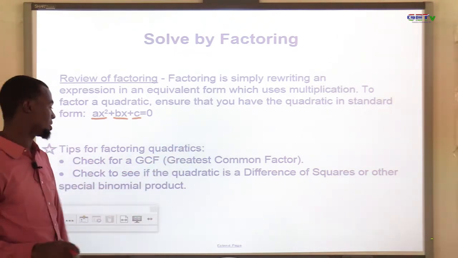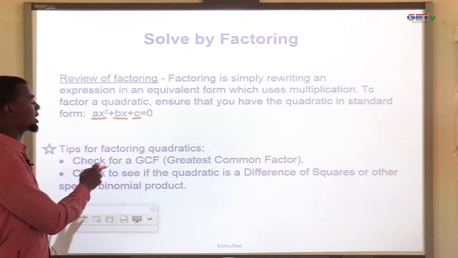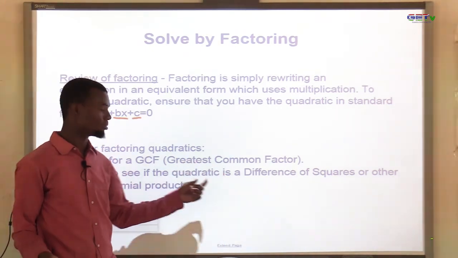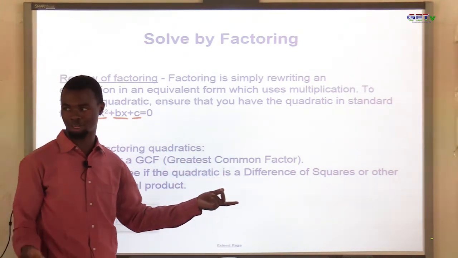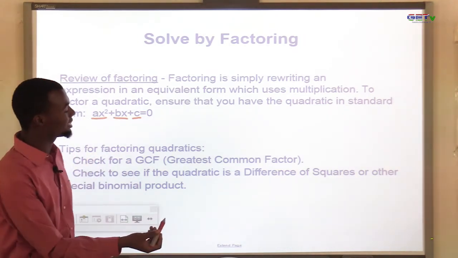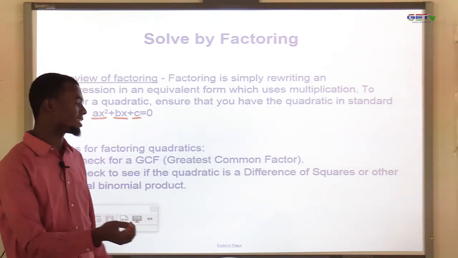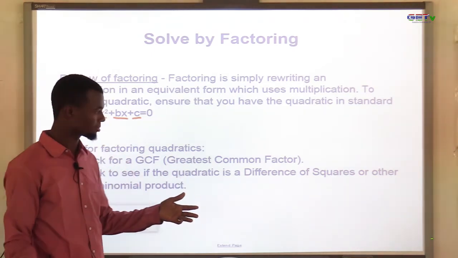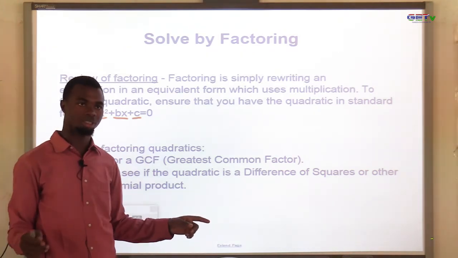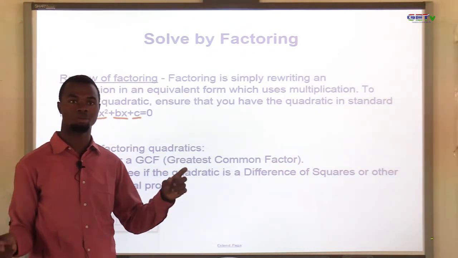Tips for factorizing a quadratic equation. Check for the GCF, that is the greatest common factor. We also call it the highest common factor. Check to see if the quadratic is a difference of two squares or a special binomial product.